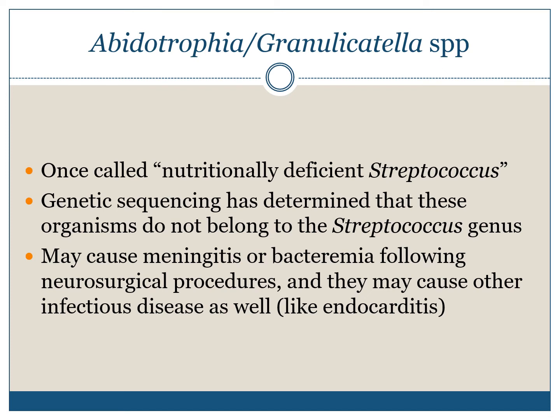Now, this organism is very interesting. Genetic sequencing has determined that these organisms actually don't belong to the Streptococcus genus, but they are miscellaneous aerobic gram-positive cocci. They can cause things like meningitis and bacteremia following neurosurgical procedures, and they may also cause other infectious diseases like endocarditis. Okay? These organisms are gram-positive cocci in pairs and chains. They can be gram variable at times and pleomorphic. Pleomorphic just means that there are different shapes and sizes of the organism in a pure culture.